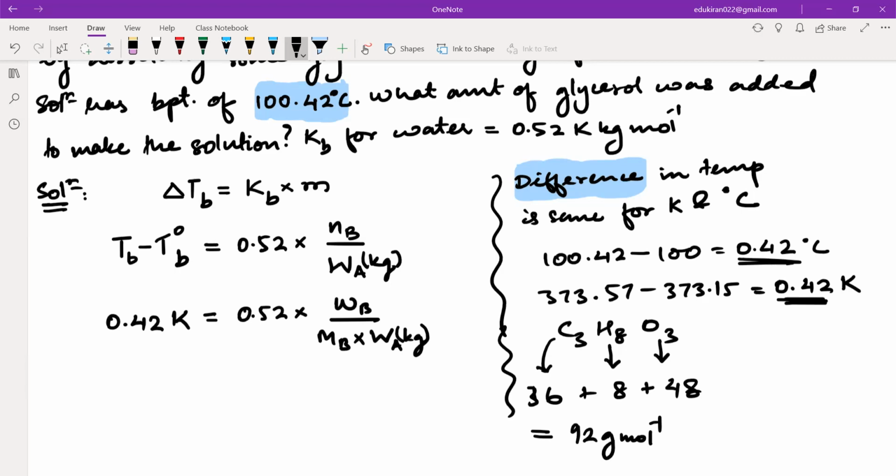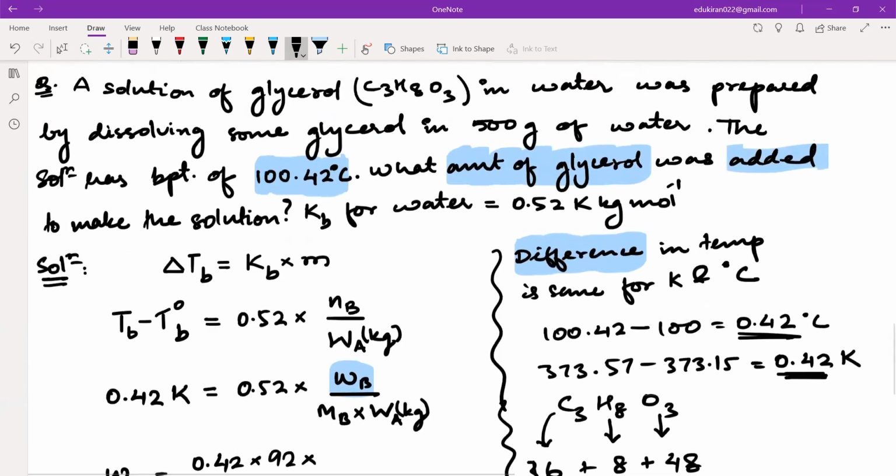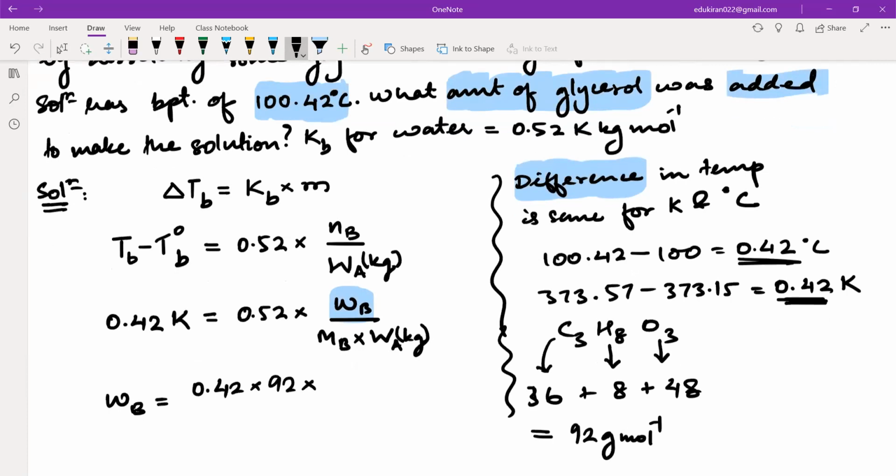Okay, so now you can substitute the values. What were you asked here? Calculate the amount of glycerol that was added in the solution to make the solution. That means you have been asked about WB. So WB will be equal to 0.42 into MB, which is 92 grams per mole, into WA in kg. We have added 500 grams of water, that means 0.5 kg, divided by 0.52. Okay, so now you can calculate WB.